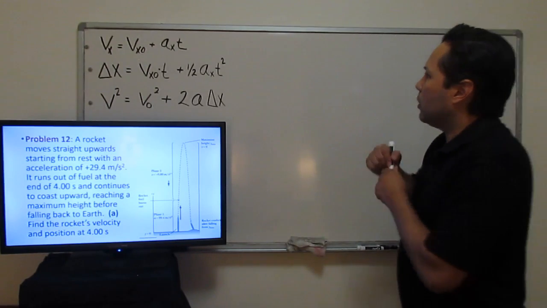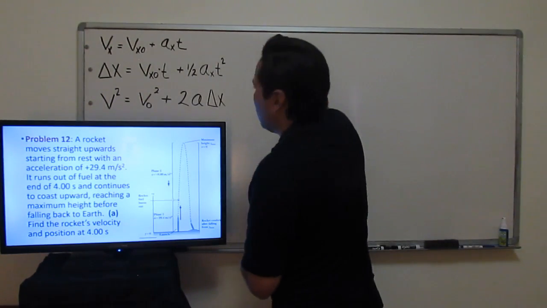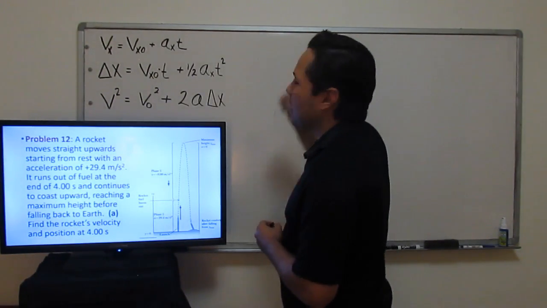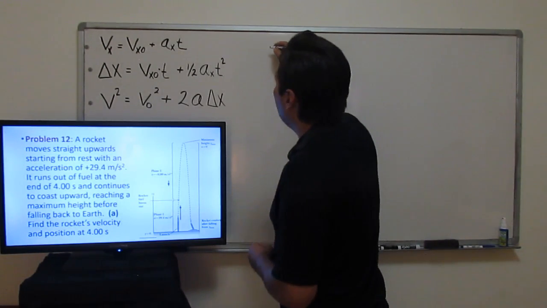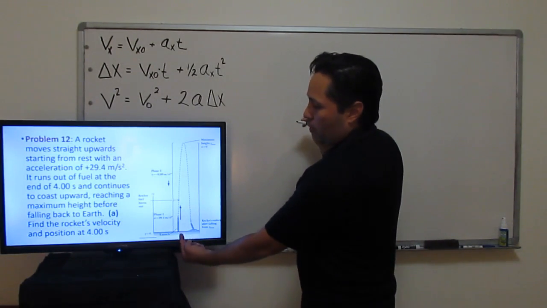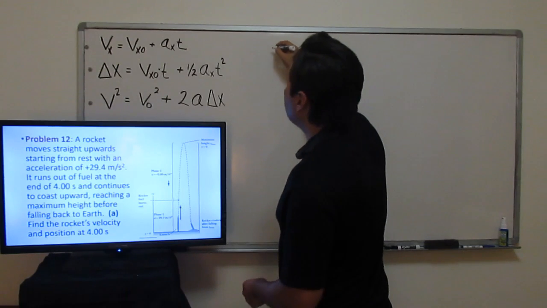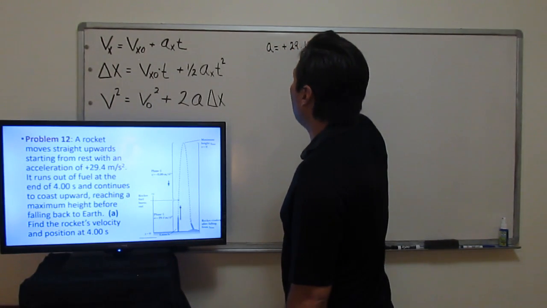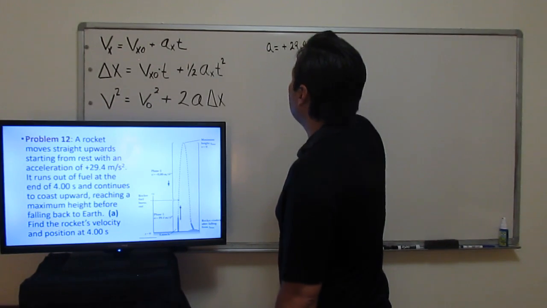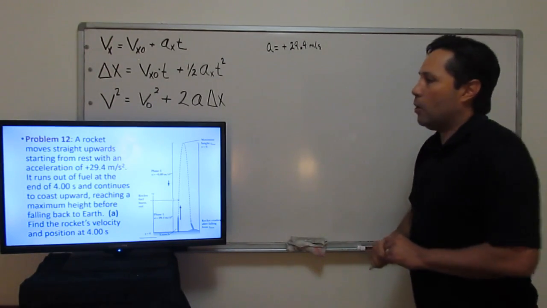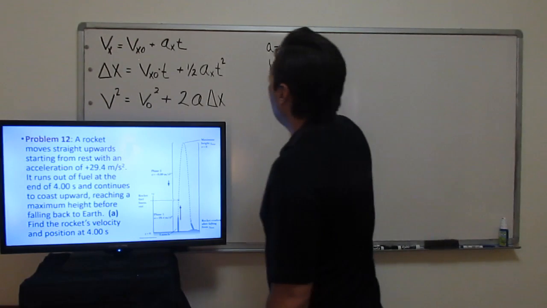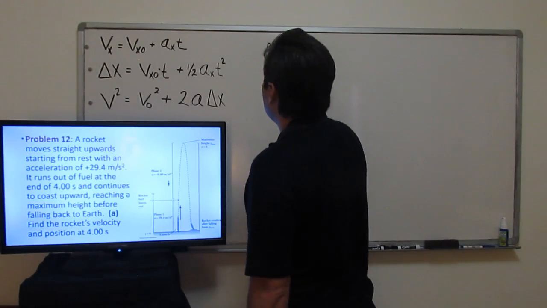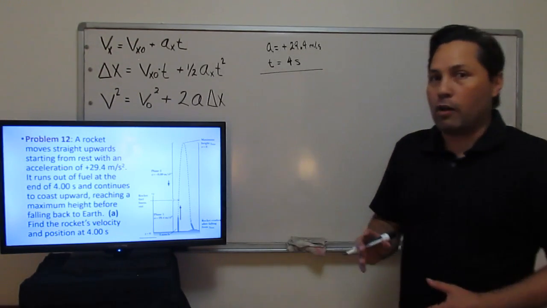So let's write down what is given to us. And there's really 2 parts to it. In part 1, when the rocket is on, it has an acceleration, and the acceleration is positive 29.4 meters per second squared. That is our net acceleration. And it travels for 4 seconds. After that, it turns off.